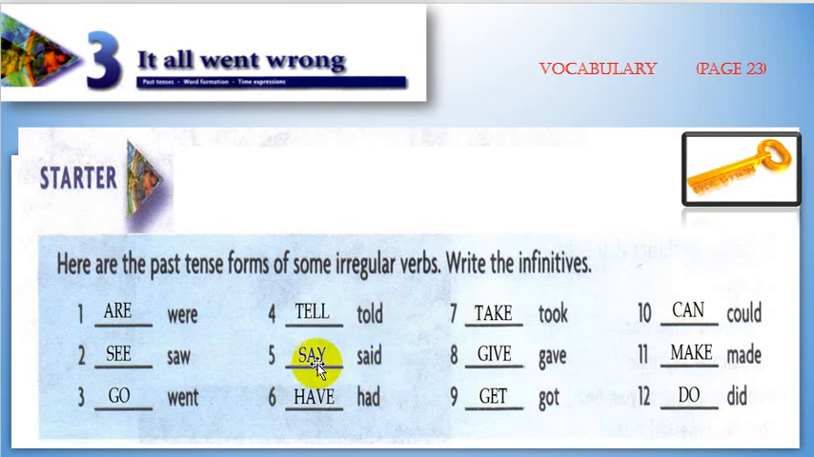Said, say. Had, have. We said that irregular verbs are the verbs whose form changes from the present to the past. Regular verbs are verbs to which we add ed at the end. Play, played. This is a regular verb. While tell, told, the form of the word changes. This is an irregular verb. Had, have. Took, take. Gave, give. Got, get. Could, can. Made, make. Did, do.